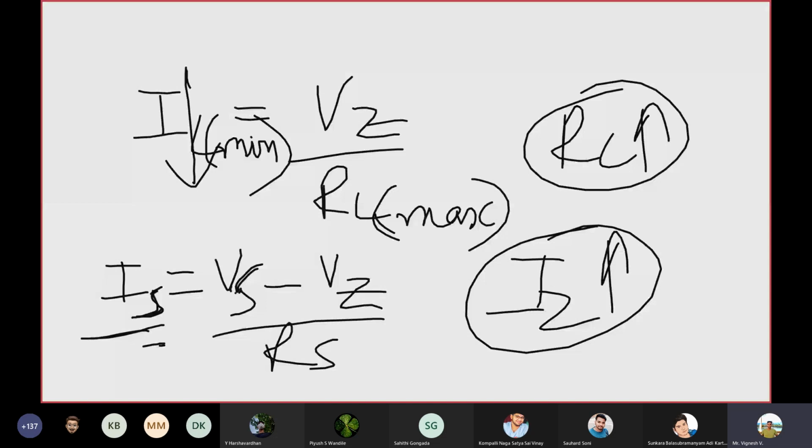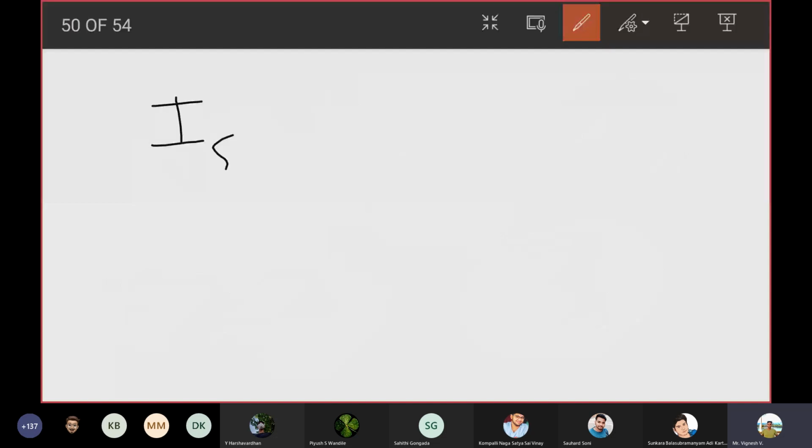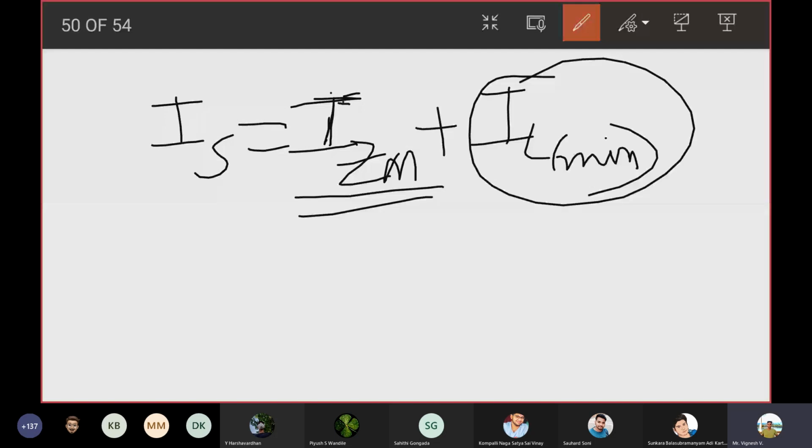Okay, so it is again very vital for you to know this formula. IS equals, you know that IS equals IZ plus IL, but it can be written as IZ max plus IL min. Because whenever you have IL min, you will end up getting IZ max. Or you can find out IL min by substituting IZ max in the equation.